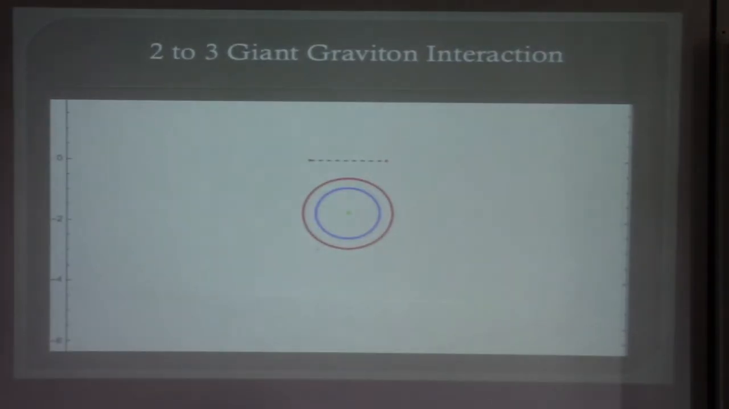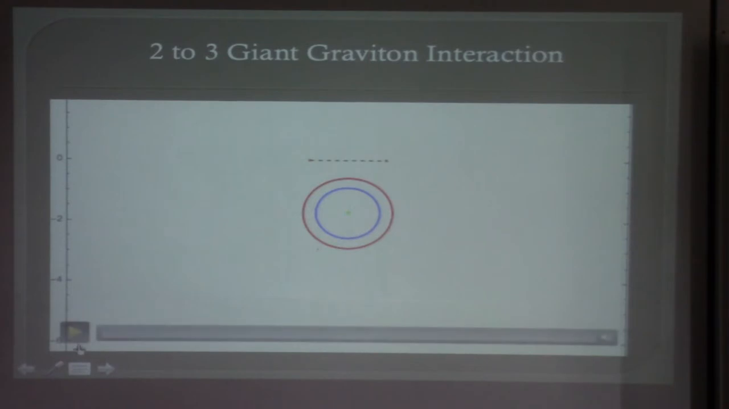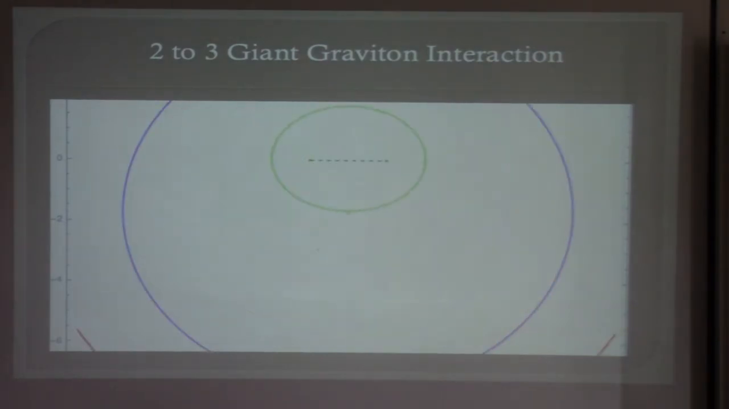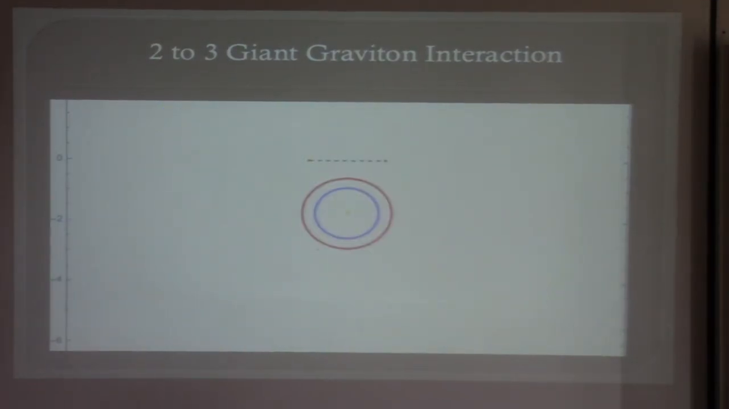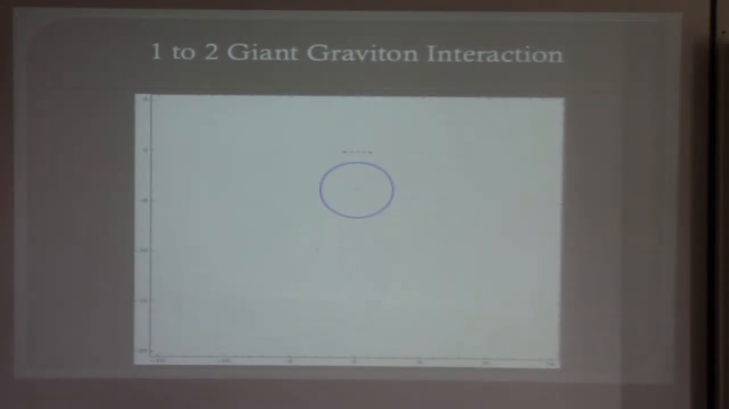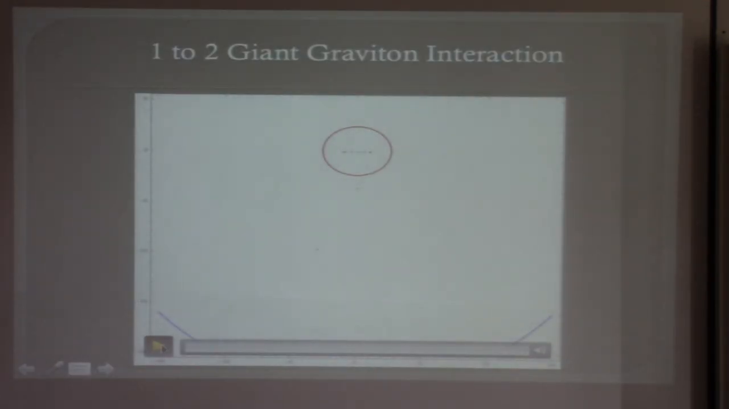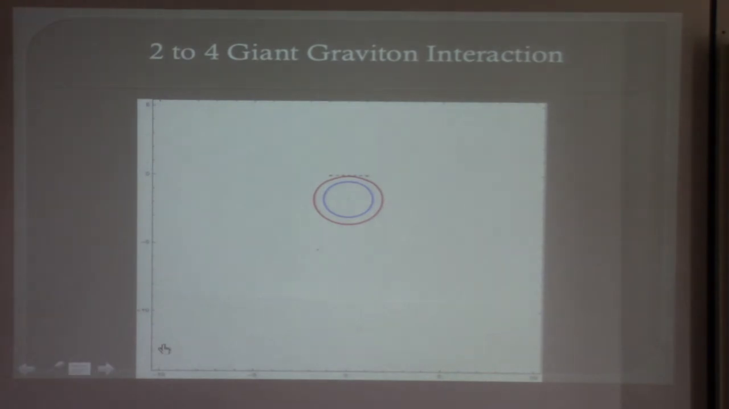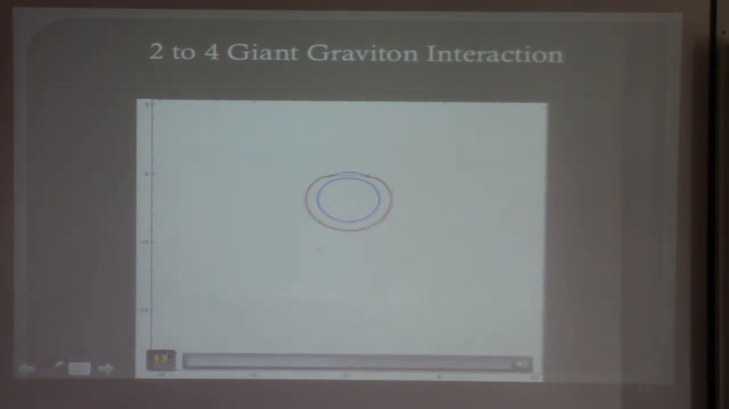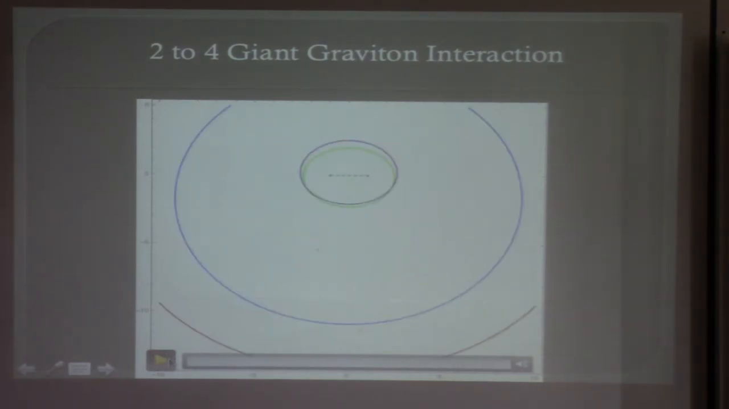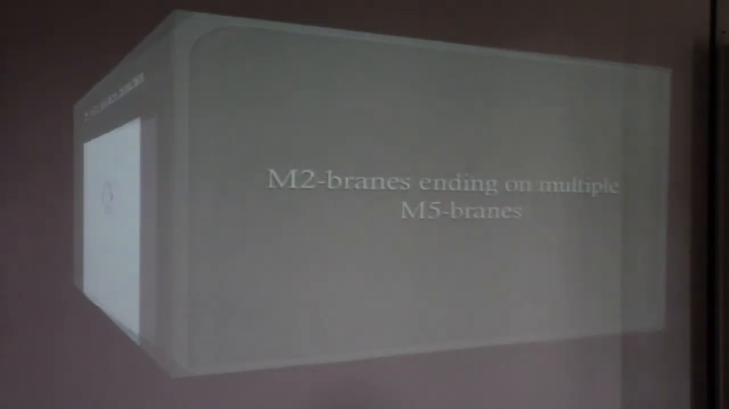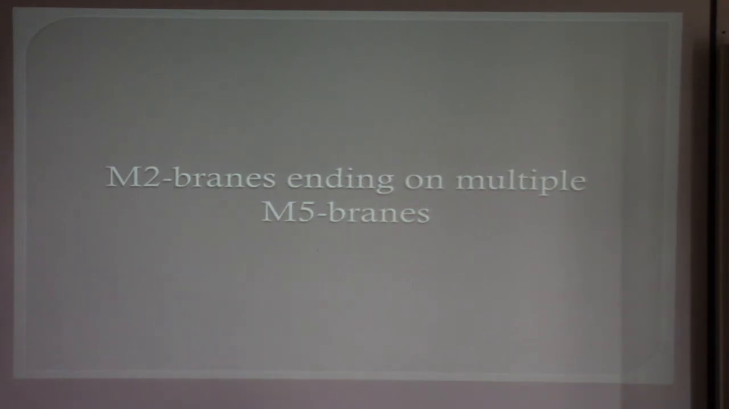And so what I plotted is this solution. So this was two giant gravitons interacting and becoming three. And here's 1, 1, 2, 2. It goes very fast. And I can do 2, 2, 4, which is also too fast. Okay, so I can construct any of these. So this was the end of the giant graviton.